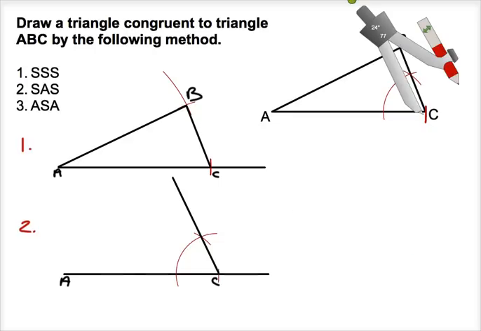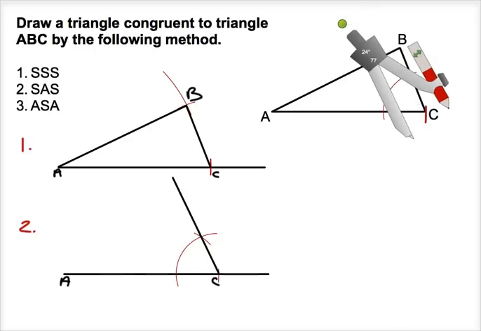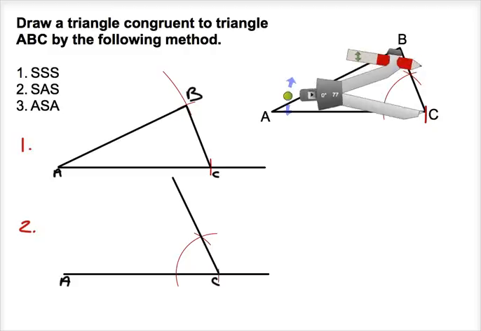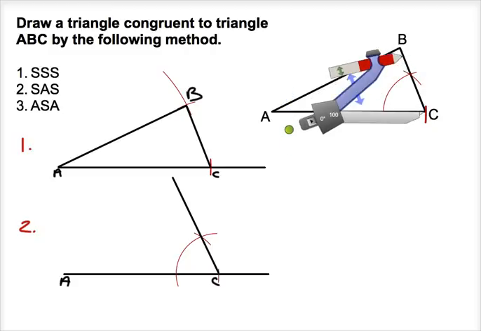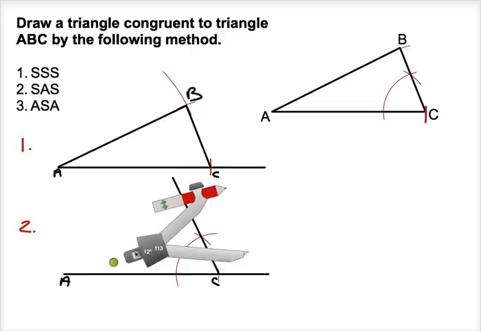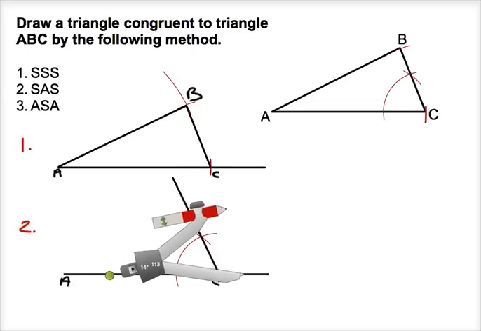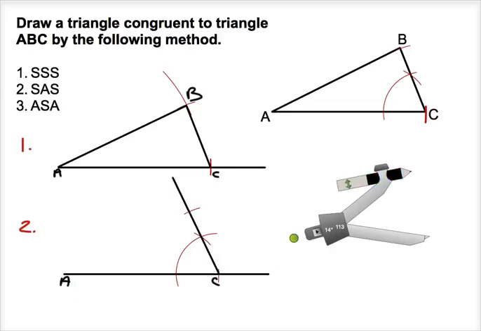Put the point of my compass at C, open it up so it gets out to B. So now I have the length of segment BC, and I can copy that down here. So now I know where B is. So I've copied the side AC, angle C, and then side BC. So the only thing left to get my triangle is connect point A to point B.